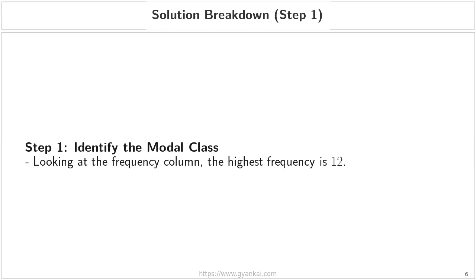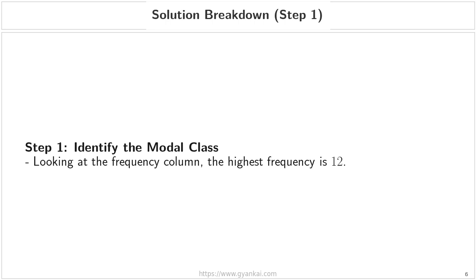Solution breakdown, Step 1. Now that we have our dataset from the previous slide, let's begin the actual calculation by following our 4-step procedure. Step 1 is to identify the modal class. To do this, I want you to direct your attention to the frequency column in our table. Scan down those numbers and look for the largest value.